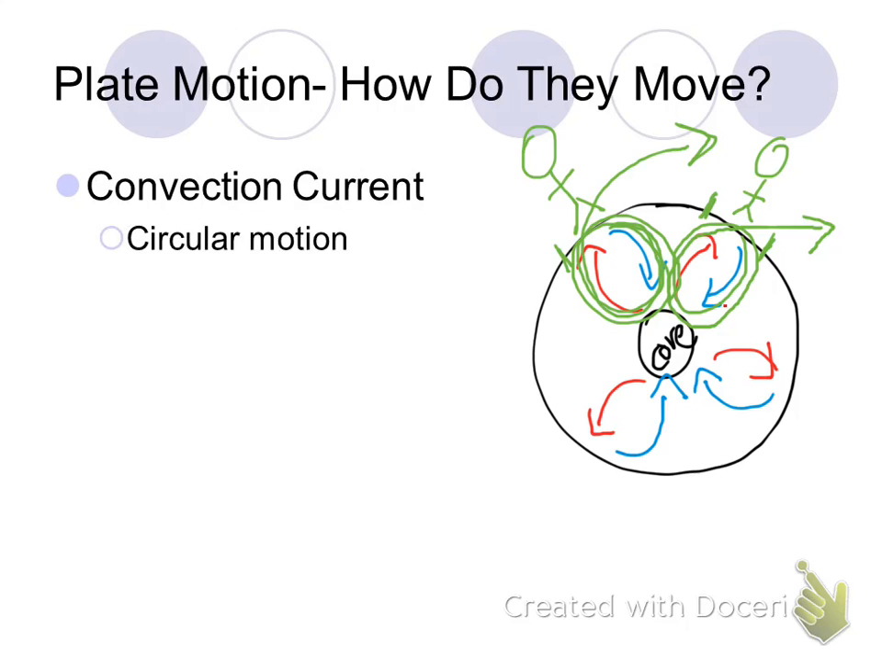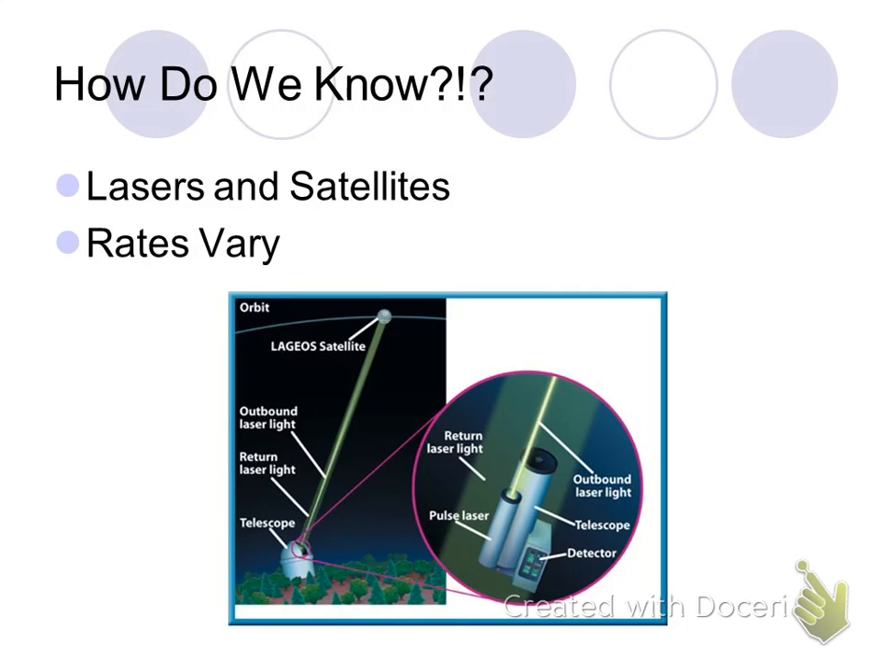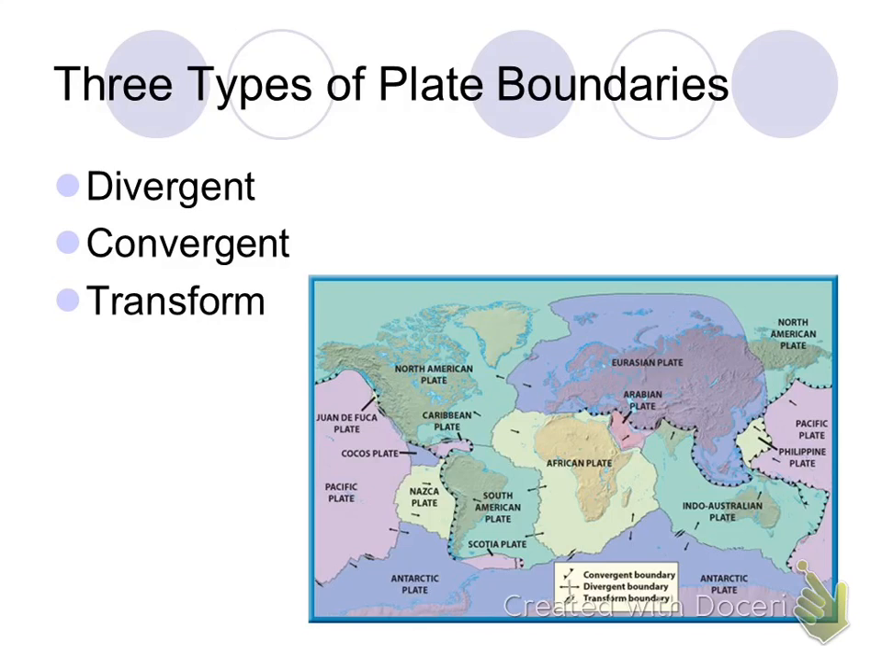With that being said, all these plates create relationships with one another, and we know it because of lasers and satellites. The movement is very, very small. Some of these plates only move about 1 centimeter a year. Some move up to 12 centimeters a year. But because of lasers and satellites, they send signals to the Earth, and they're able to calculate how far they move.